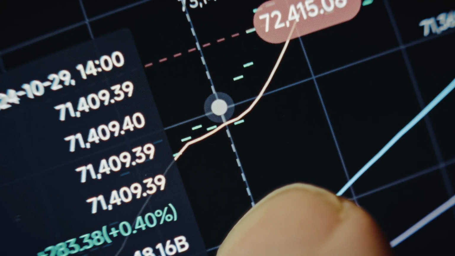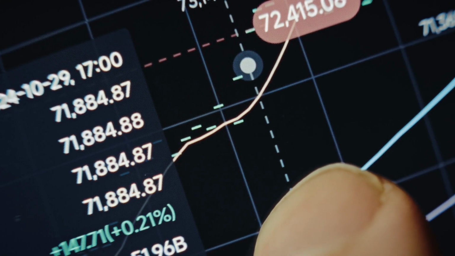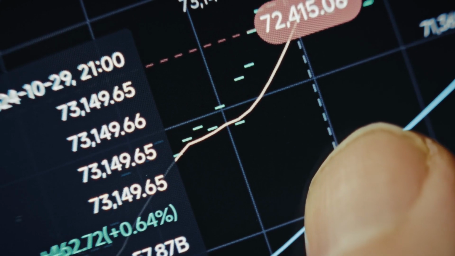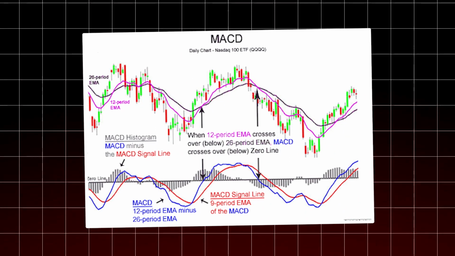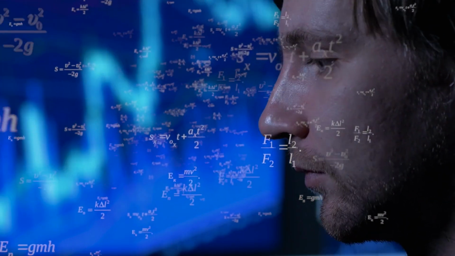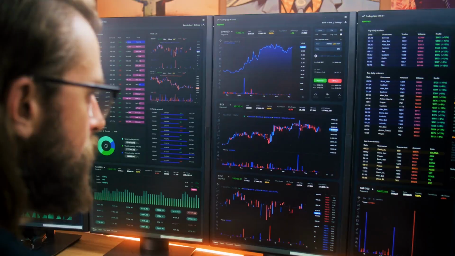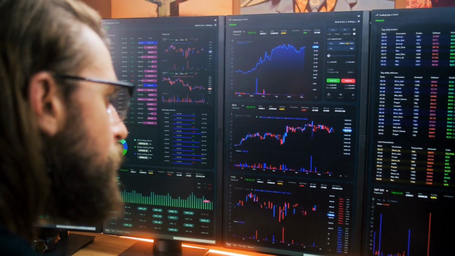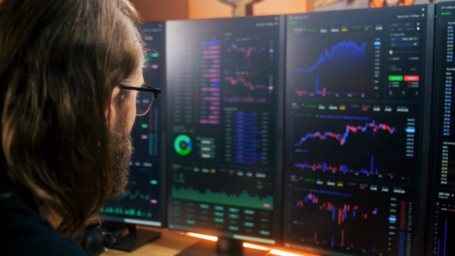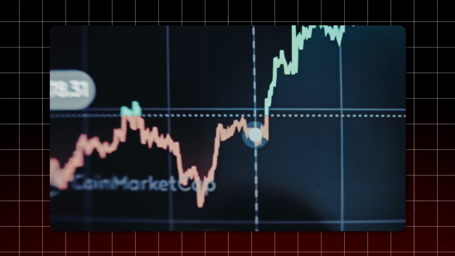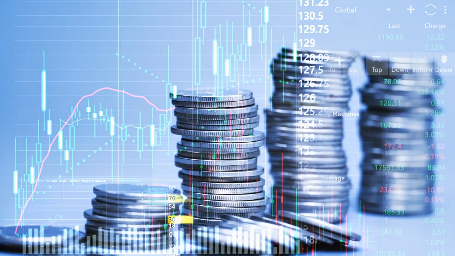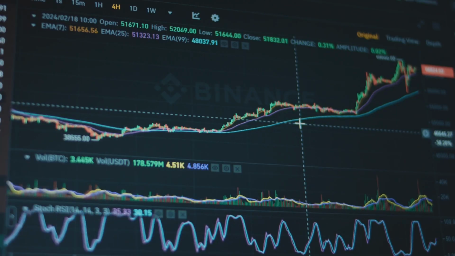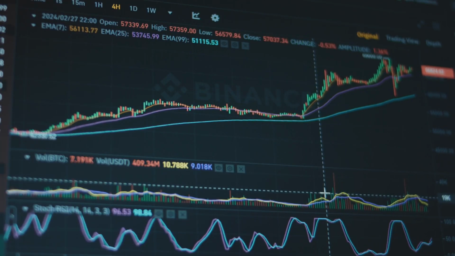One of the biggest mistakes beginners make is overloading their charts with too many indicators. It's tempting to add everything: moving averages, Bollinger Bands, RSI, MACD, but this can create a cluttered, confusing mess. When your chart looks more like a scientific experiment than a tool for analysis, it's time to simplify. Start with the basics: price, volume, and maybe 1 or 2 indicators. Once you're comfortable, you can gradually incorporate more tools as needed.